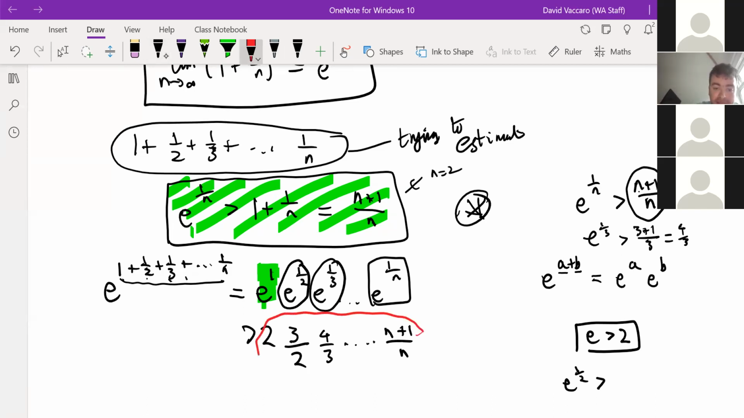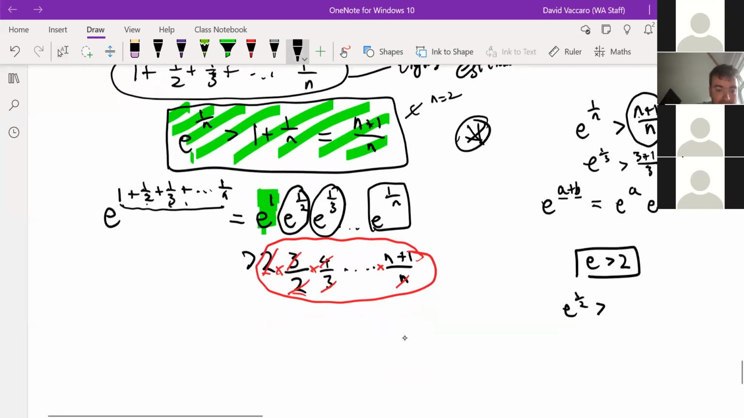What nice thing happens to this product? So I've got 2 times 3 over 2 times 4 over 3 times ... n plus 1 over n. People should be happy at this point. What happens to this 2 and this 2? Well, they cancel. This 3 and this 3 cancel. In fact, everything cancels apart from the final n plus 1.